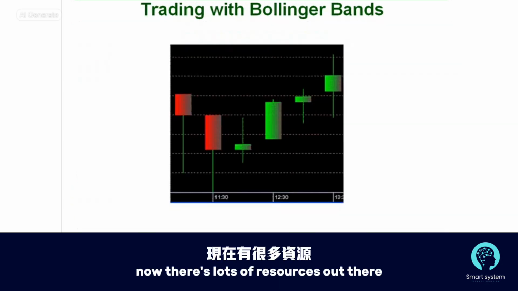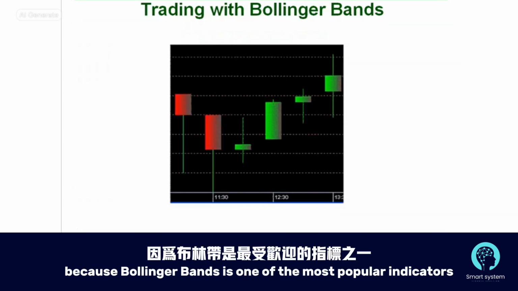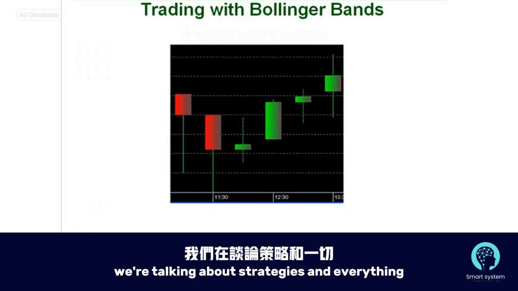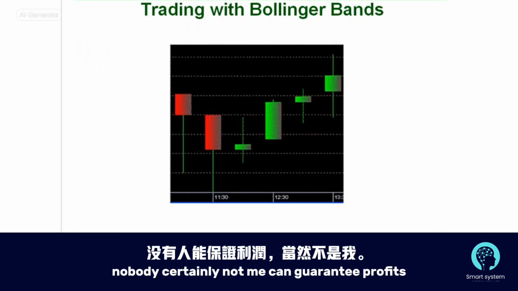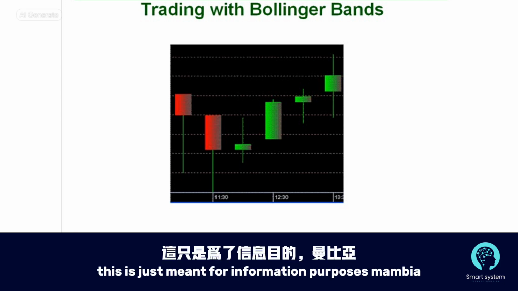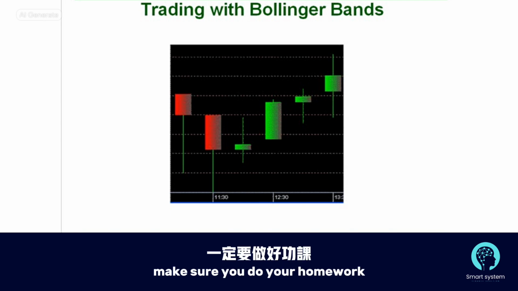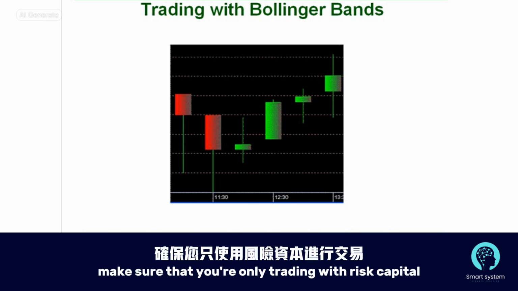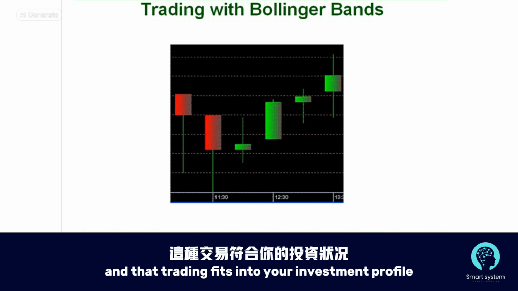Now there are lots of resources out there, because Bollinger Bands is one of the most popular indicators, talking about strategies and everything. Remember that trading is risky. Nobody, certainly not me, can guarantee profits. You should design your own strategies. This is just meant for information purposes. Make sure you do your homework before getting into the market. Make sure that you're only trading with risk capital and that trading fits into your investment profile.